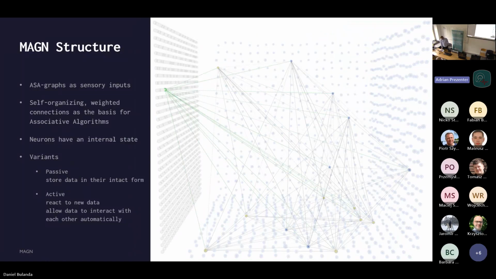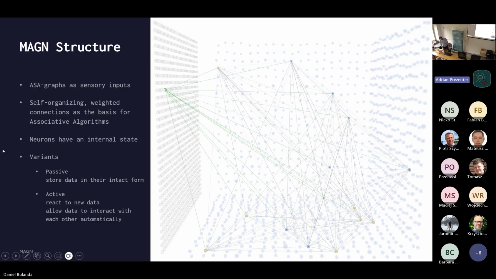There are many variants of those networks, like passive or active. So they may be dynamic systems that adapt to the continuously changing environment in a bit of an uncontrolled manner, or they may be passive. So once we feed the data once to the model, that's it. And the model now serves other purposes, like inference, for example.